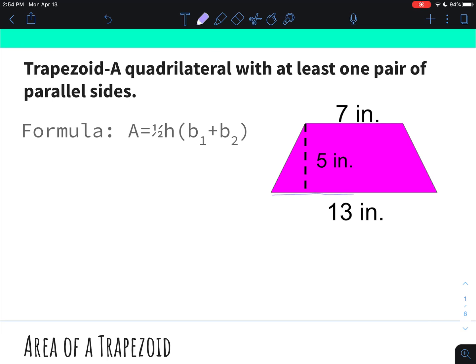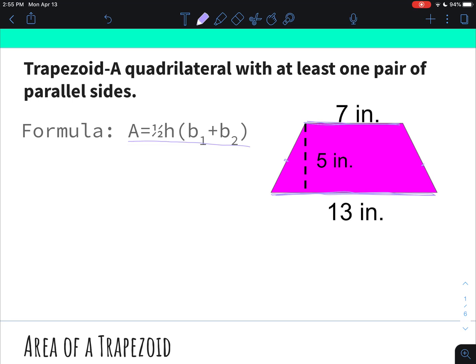So if you're looking at my trapezoid here on the screen, these two sides right here are going to be your parallel sides. So if they extended forever, they would never touch. These two sides, they would intersect at some point if they can extend it on further, so those are not parallel. So it has one pair of parallel sides, so you are good to go. It is a trapezoid.